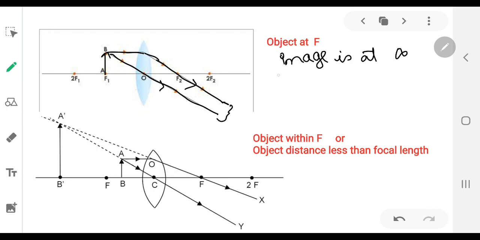How is the image formed? It is real, because the refracted rays, if at all they meet, meet actually. It is real and inverted, as it is below the principal axis. And how is the image? Far away they are meeting, which means it is enlarged very much. Real, inverted and magnified.